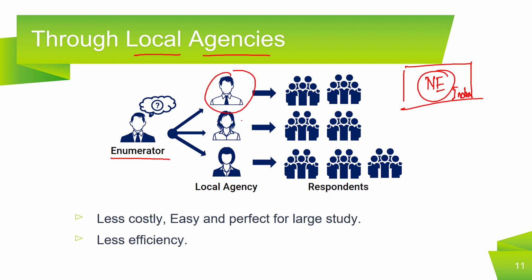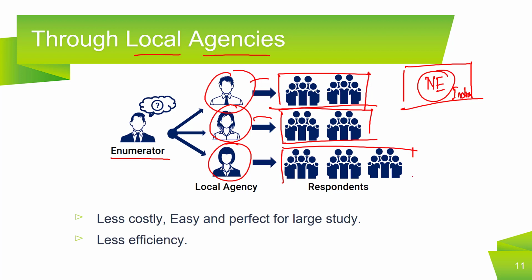So he or she will hire some people. These people will be hired who are local to that area. One may be from Assam and he will collect information on Assam. One may be from Meghalaya who will collect information from Meghalaya. One may be from Arunachal and she will collect information from Arunachal, right? So these are called local agencies or local correspondents, and these local correspondents collect information from their locality and send back the information to the enumerator, right?